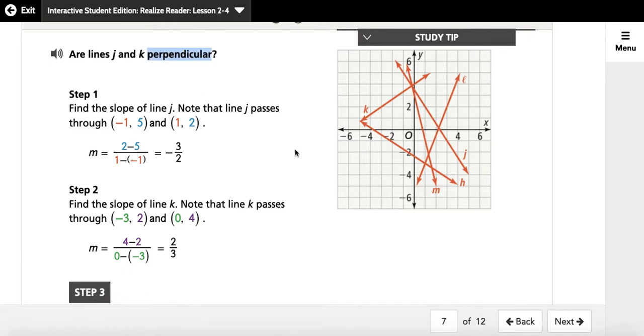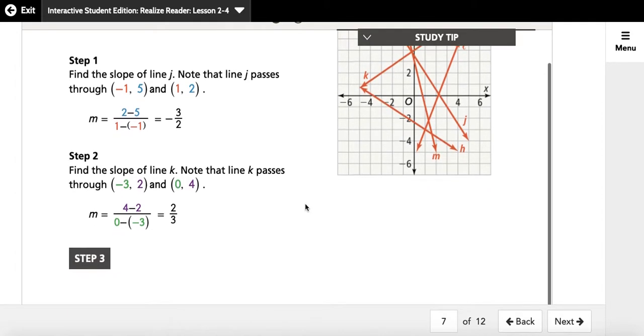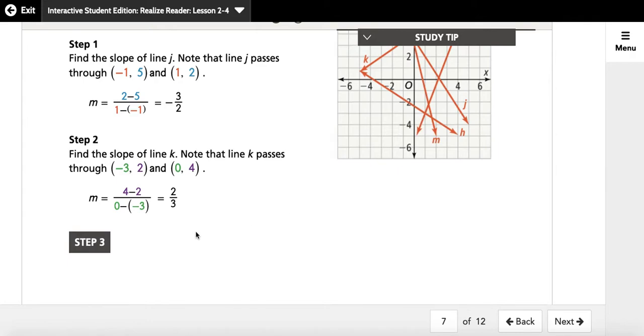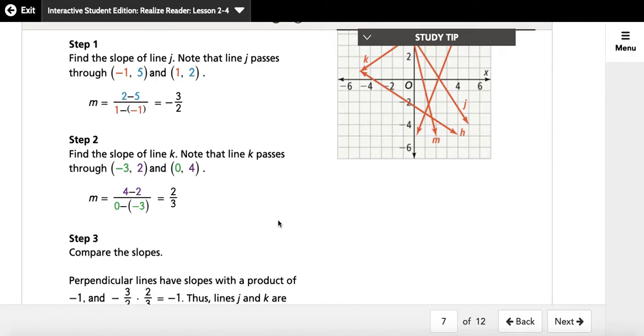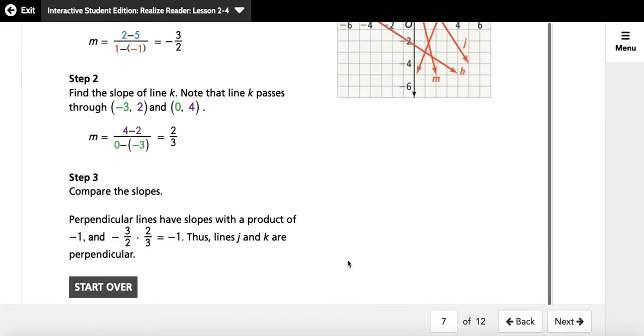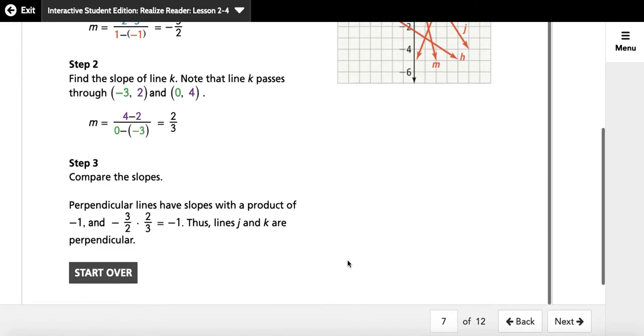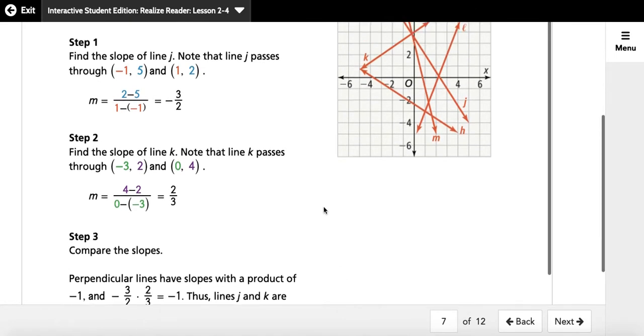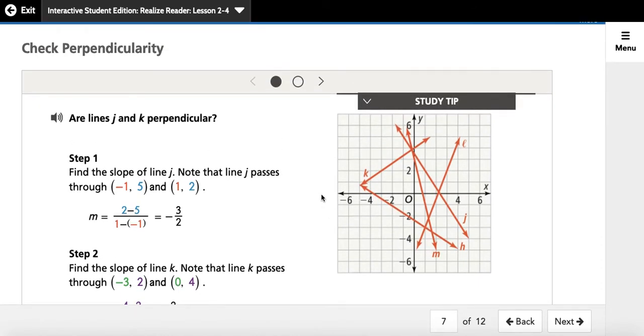So for two lines to be perpendicular, when you multiply the two slopes together, you need to get -1. And if you multiply -3/2 times 2/3, you'll get -6 over +6, which is -1. So yes, the lines are perpendicular. Okay, that's what you're going to do. You're going to take the two slopes, multiply them together, see if you get -1, unless it's a vertical and a horizontal line.